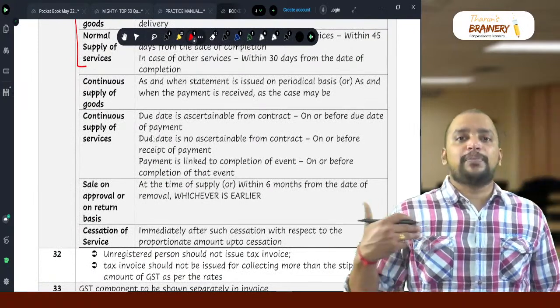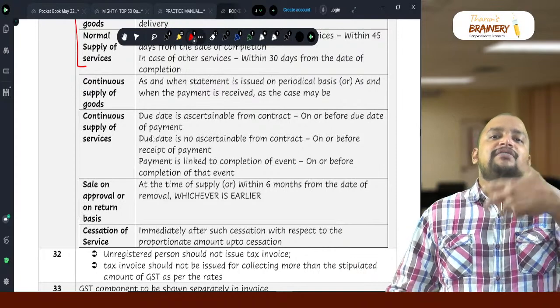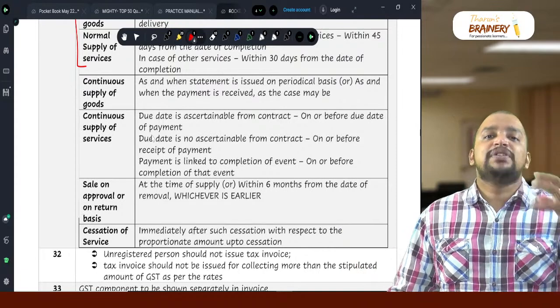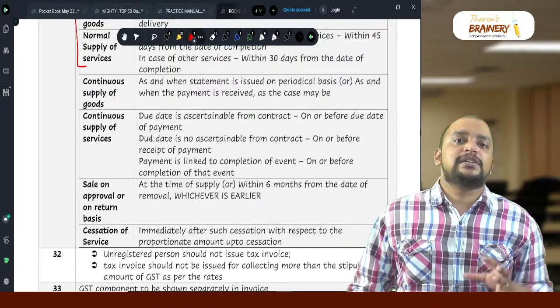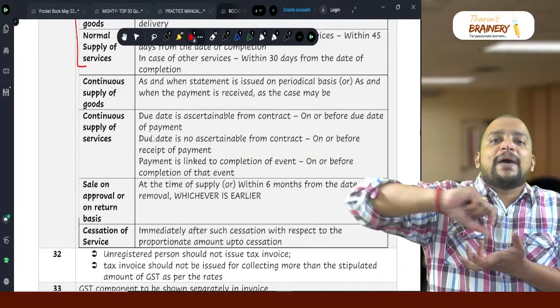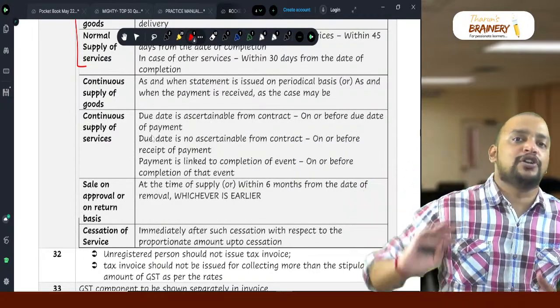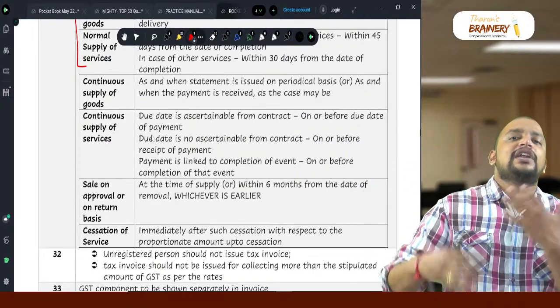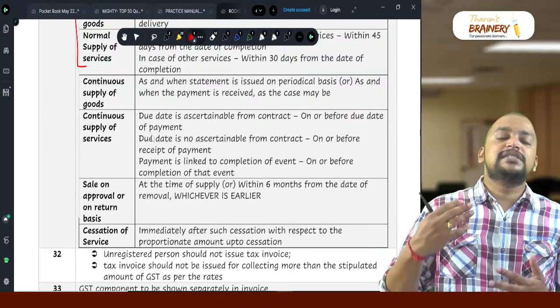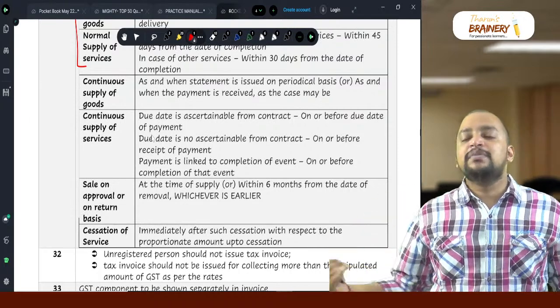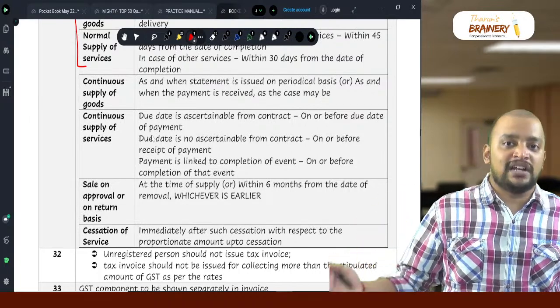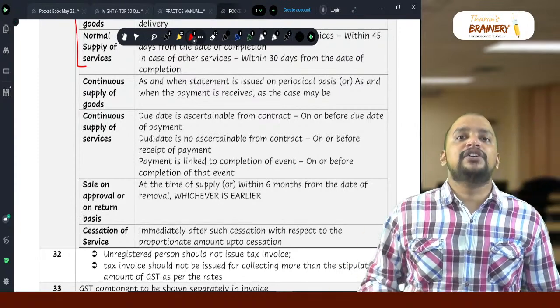What is continuous supply of goods? There will be successive supply of goods for which the payments are settled on a periodical basis. That is known as continuous supply of goods. For example, through a pipeline, I am sending the raw material to your place, say chemicals. Now you will be using it on a daily basis, and based on whatever is the usage, the payments will be settled on a monthly or quarterly basis. So that is known as continuous supply of goods.